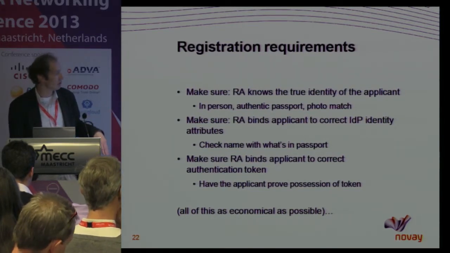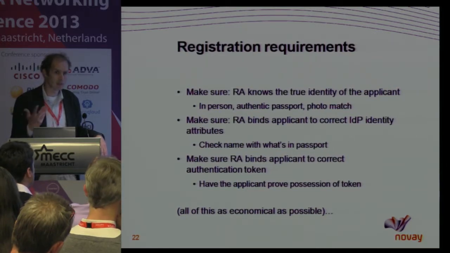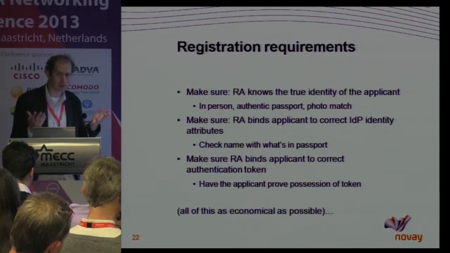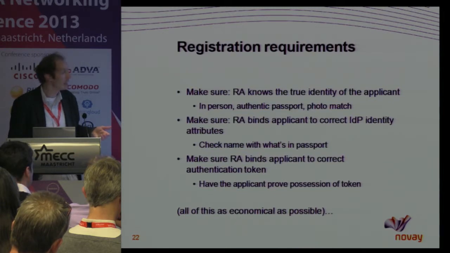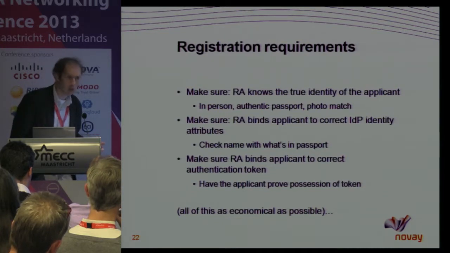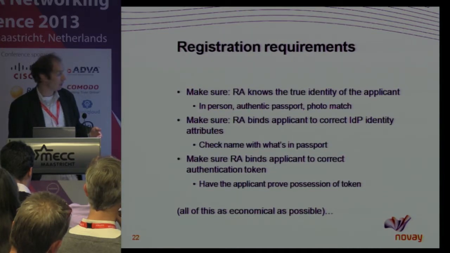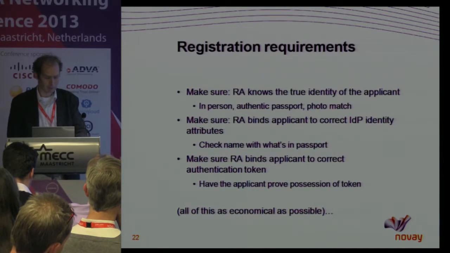And the registration authority should make sure that the applicant has possession of this authentication token. So what you really should do is test both the first authentication token, the username and password, and the authentication token. So the user should on the spot log into a service with both factors. Now you can do part of that in self-service, and let me just show you what this looks like in a number of mockups.